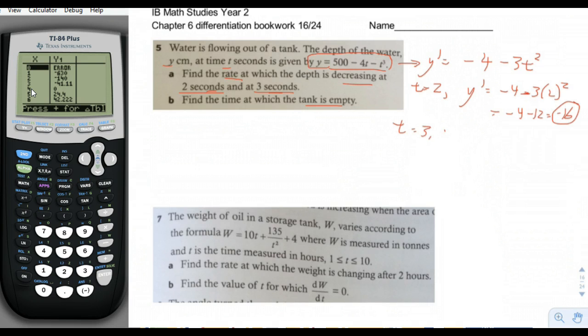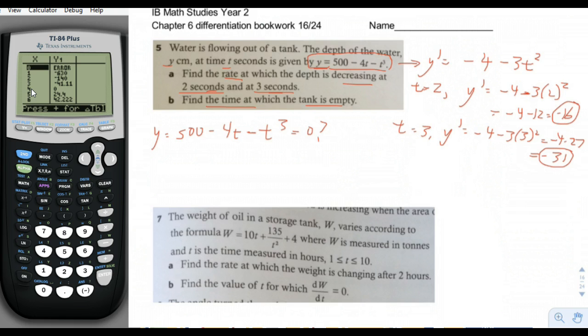t equals 3. What's y prime? Y prime is equal to negative 4 minus 3 times 3 squared. So it'd be negative 4 minus 27, which is equal to minus 31. Okay? Find the time at which the tank is empty. Okay, tank is empty. That would mean that the depth, y, is 0. So when is y equal 500 minus 4t minus t cubed equal to 0?